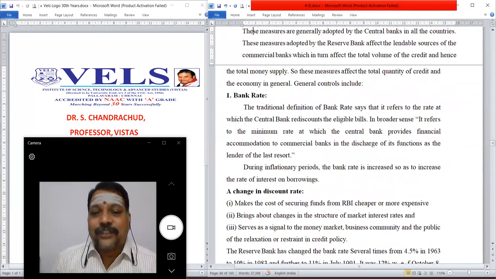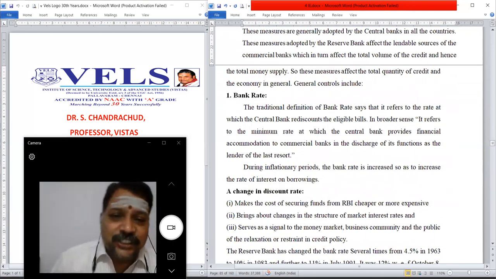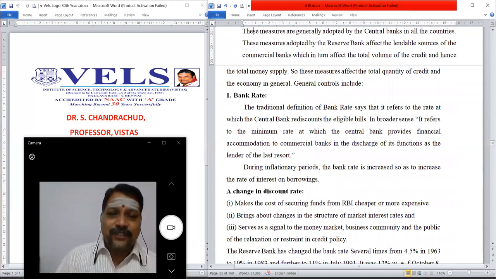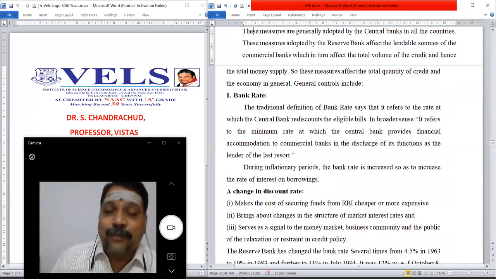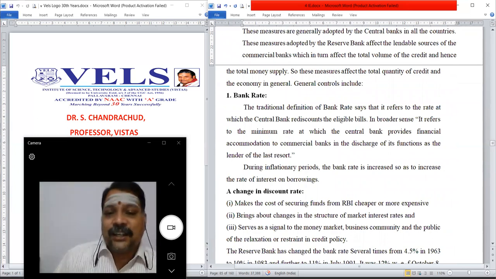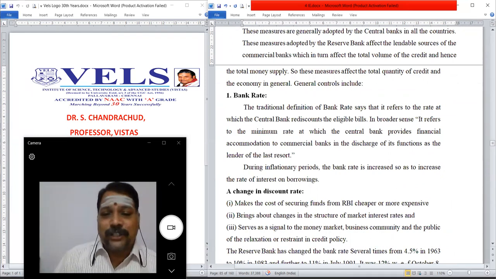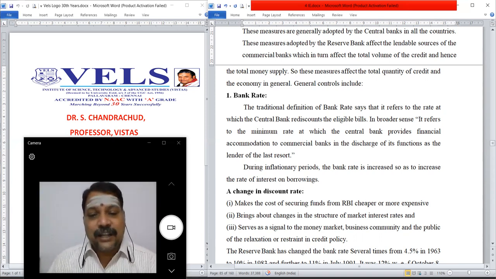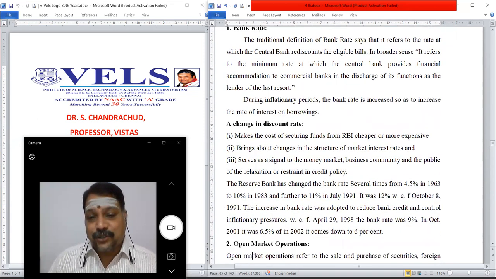The first one is the bank rate. The traditional definition of bank rate says that it refers to the rate at which the central bank discounts the eligible bills. In a broader sense, it refers to the minimum rate at which the central bank provides financial accommodation to commercial banks in the discharge of its function as a lender of last resort. During an inflationary period, the bank rate is increased so as to increase the rate of interest on borrowing, which may control the inflation situation.